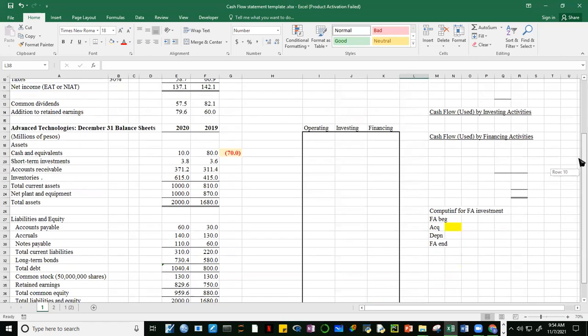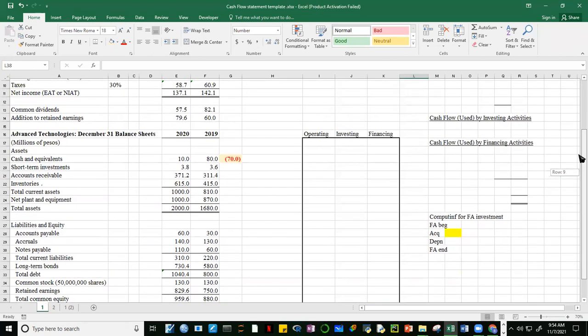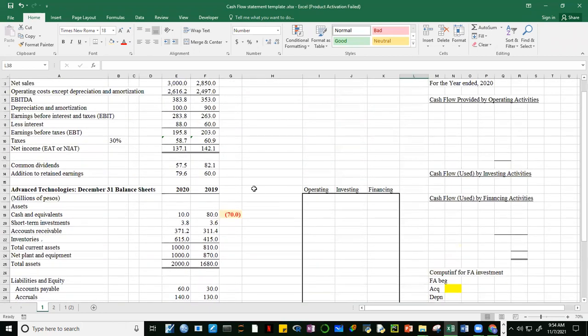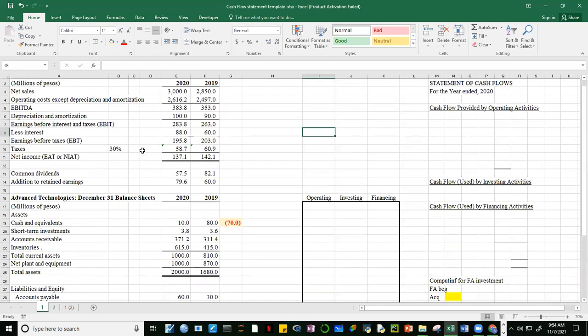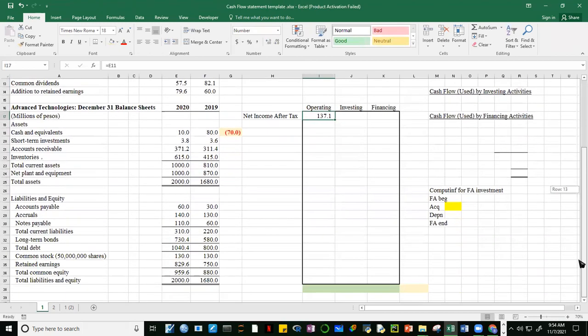Okay? So how do we start? How do we construct the statement of cash flows? The first activity here is operating. And when we construct the statement of cash flows, we pick up from the income statement. That's why we need the income statement of the current year. Because as far as operations is concerned, we pick up the net income after tax. Okay, so this is the figure that we want. So for 2020, the net income after tax was 137.1. Okay, that forms part of operating activities.